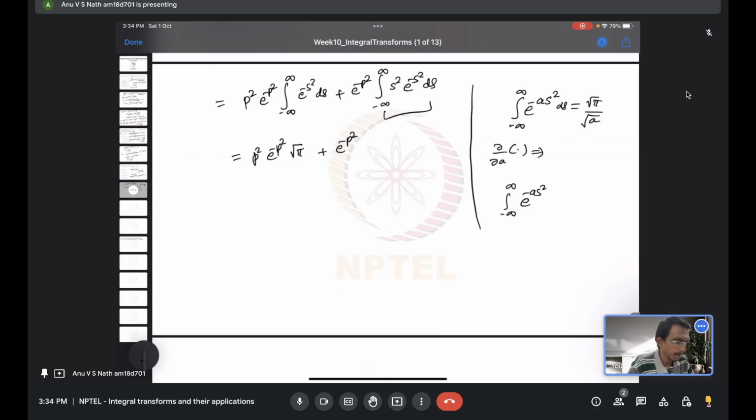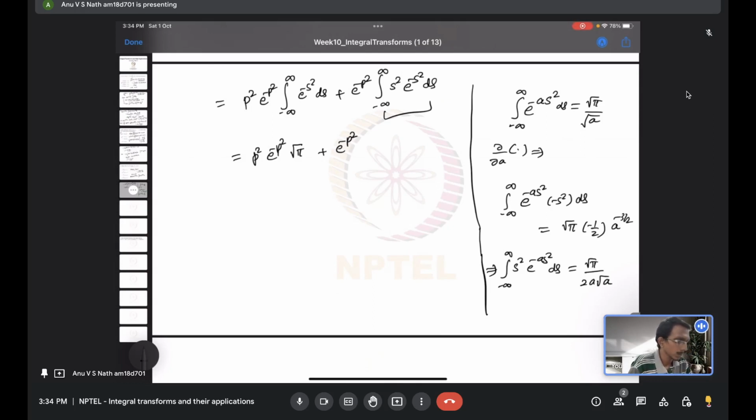times minus s square ds. On the right hand side, which is equal to square root of pi times a raised to minus one half, the derivative is minus 1 by 2 times a raised to minus 3 by 2. Or if you simplify this, we'll get the integral of s square e raised to minus a s square ds from minus infinity to plus infinity as root pi by 2 a root a, like that.